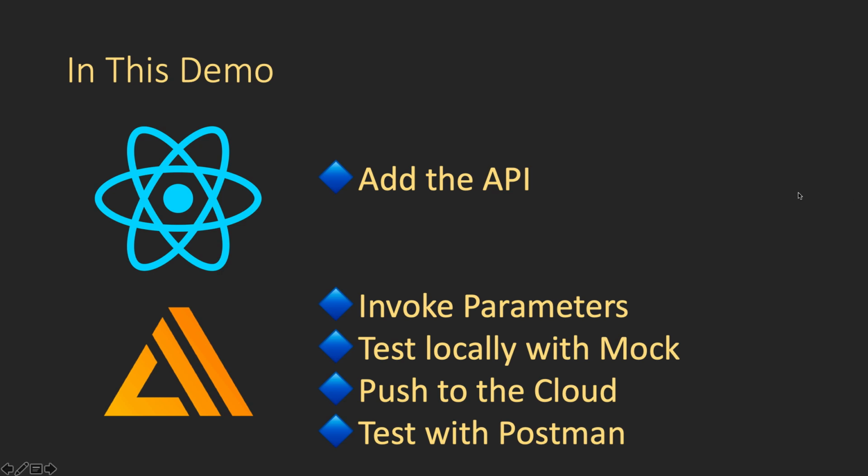So here's a quick demo of part 2 of our tutorial about how to create an Amplify React web application, serverless and secure. What we're going to do is add the API. Once we have it, we'll invoke parameters. We will also test it locally with a mock function, which is pretty great and easy to do. Then we'll push it to the cloud and test it from there again. And we'll use Postman for that.